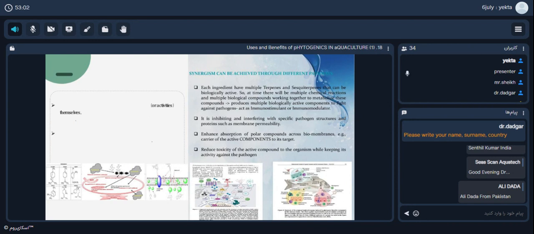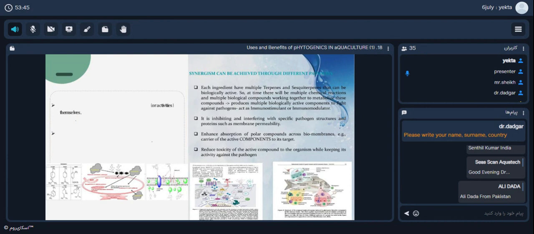If we describe it in a simpler way, you can see the synergism, how it works. Each ingredient of the plant or herb has multiple terpenes and sesquiterpenes that can be biologically active. At the same time, there will be multiple chemical reactions and multiple biological compounds working together to metabolize these compounds. In that case, it produces multiple biologically active components to fight against pathogens, which act as either immunostimulants or immunomodulators or in any other form.